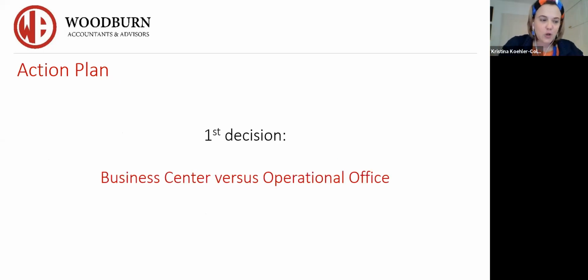Action plan. When you are incorporating your company, you have to give us the lease agreement. That's one of my criteria. I need to know where you're going to be based. So the first decision you have to make is whether you're going to be in a business center or whether you'll be in an operational office. Business centers are so easy to start up in. Again, I don't get referrals from anyone, guys. I'm just looking at it from a practical standpoint.